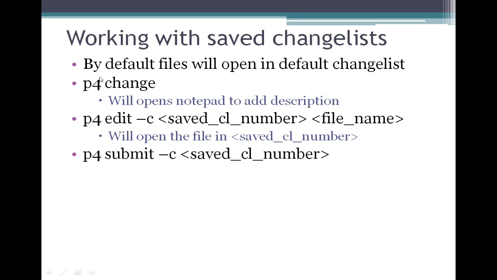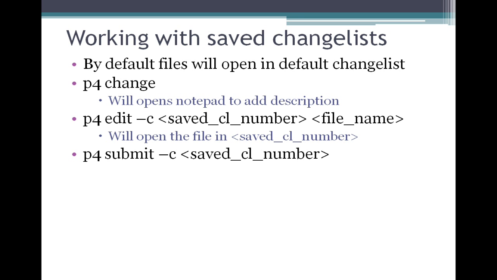Normally when you open a particular file, you'll say p4 edit and give that particular file name. Whenever you run the p4 change, it will give one number in the output, maybe 7 or 8 or something. Then, whenever you try to edit a particular file, use P4 edit -c, give that particular number 7 or 8, and give the file name. So here we are mentioning, open this particular file in this change list number.